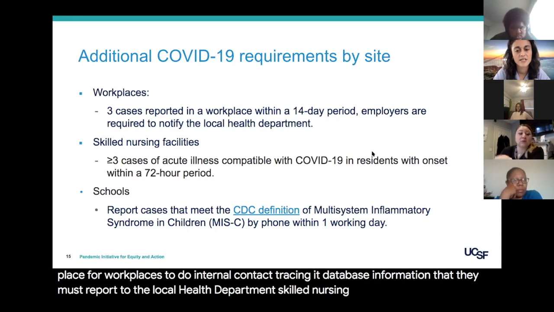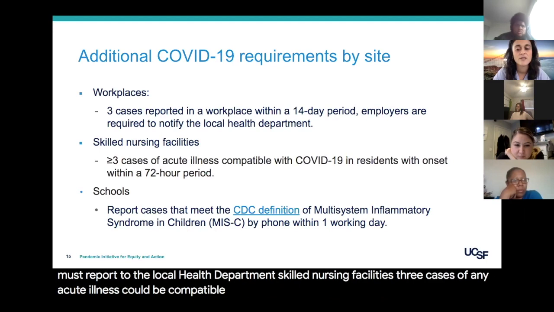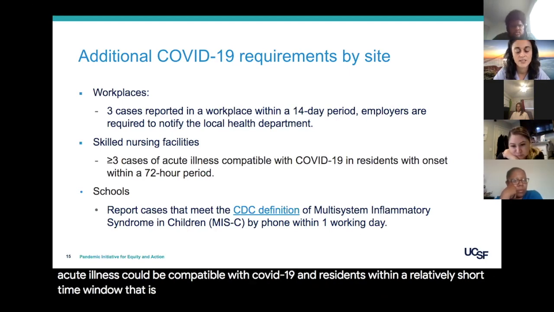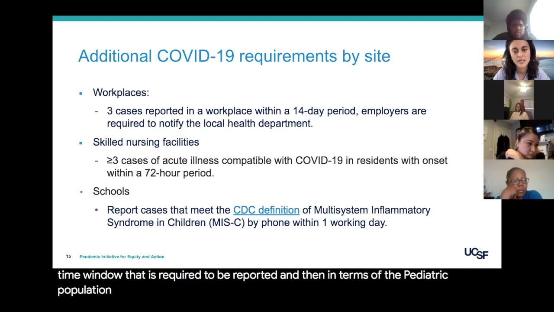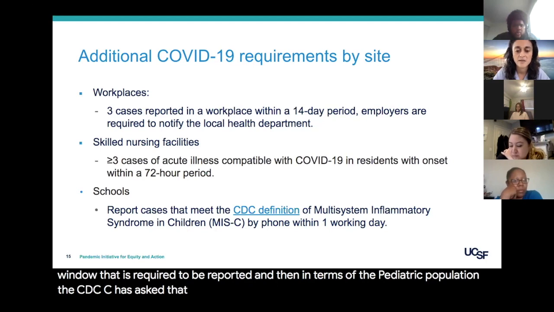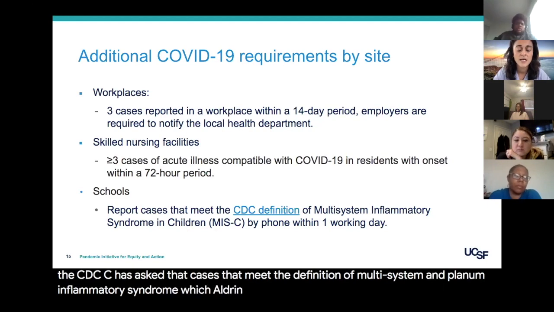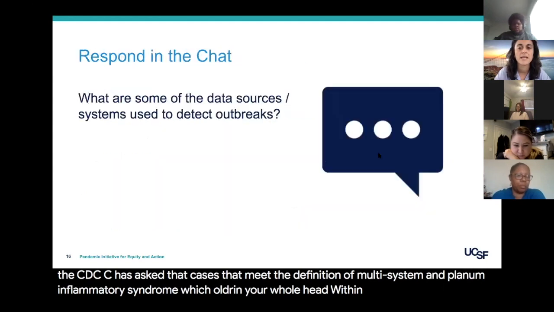For skilled nursing facilities, 3 cases of any acute illness that could be compatible with COVID-19 in residents within a relatively short time window are required to be reported. And then in terms of the pediatric population, the CDC has asked that cases that meet the definition of multi-system inflammatory syndrome in children be reported within 1 working day. Next.